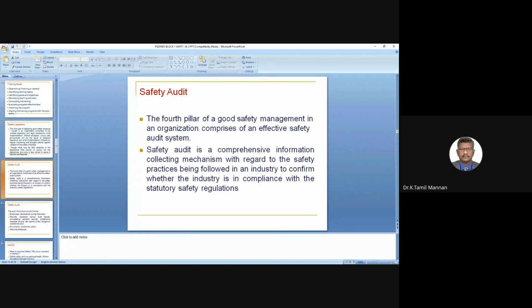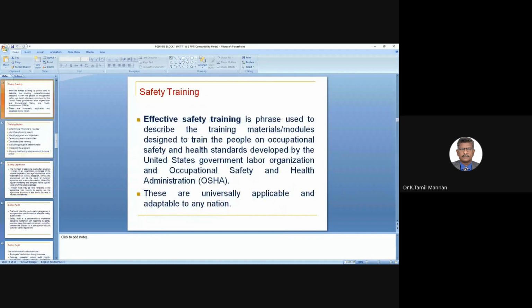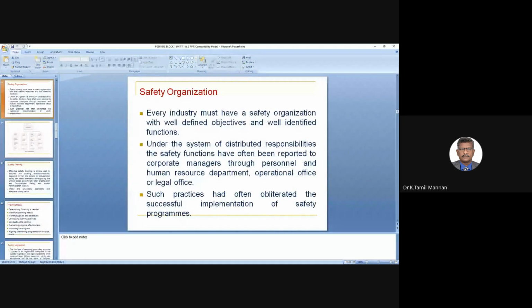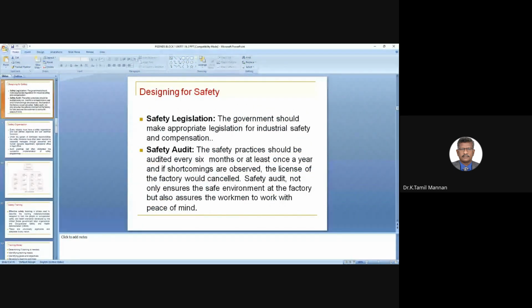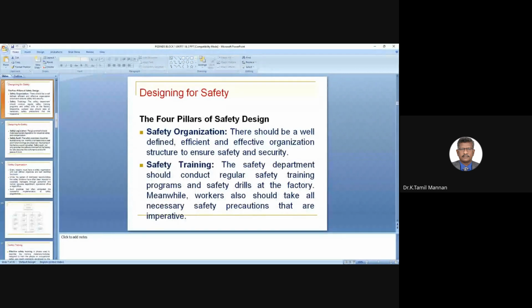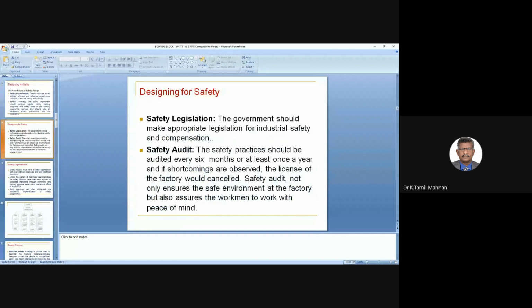These are the four pillars. Don't forget these four pillars at any time. In this unit 1, you should remember these four pillars of the safety organization: safety training, safety legislation, and safety audit.